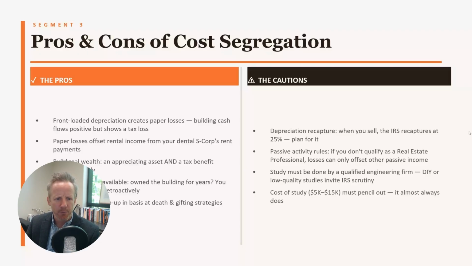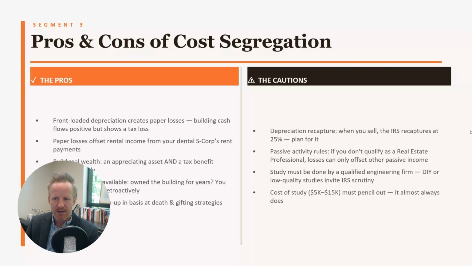Okay, so let's go on to the second pro. Paper losses offset rental income from your S corporation's rent payment. So we'll get into, in the next episode, what is a reasonable rent payment that you can pay? Because as the landlord and the tenant at the same time, you get to dictate what that rent is. And so a little bit, it's like your W-2 to yourself from your own corporation.